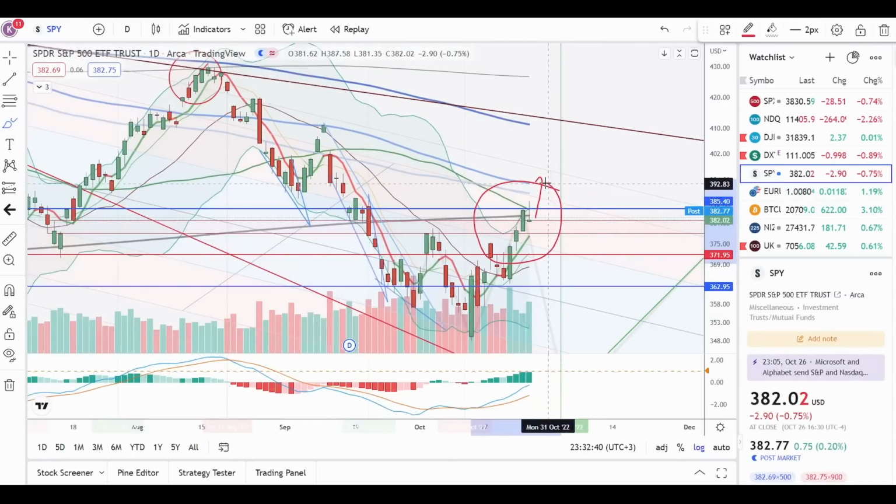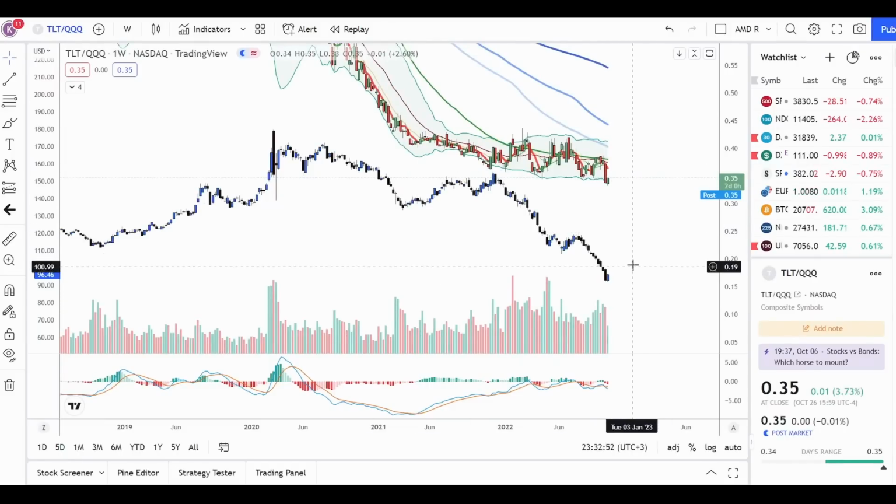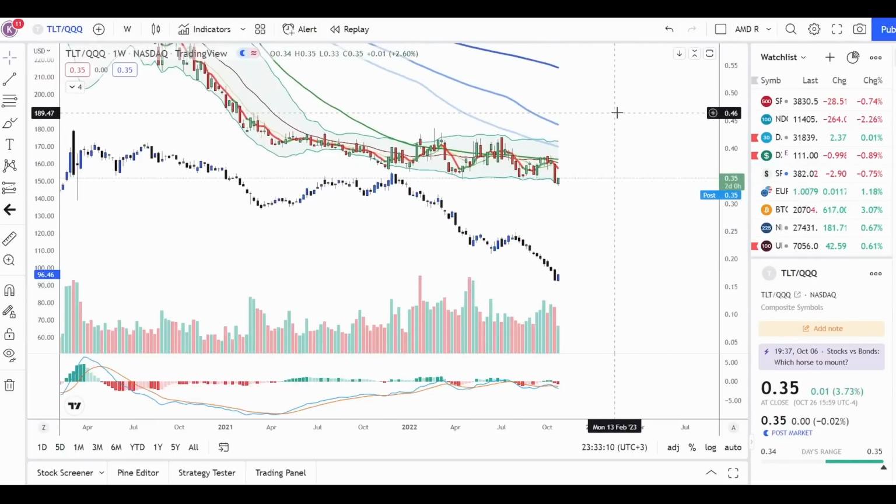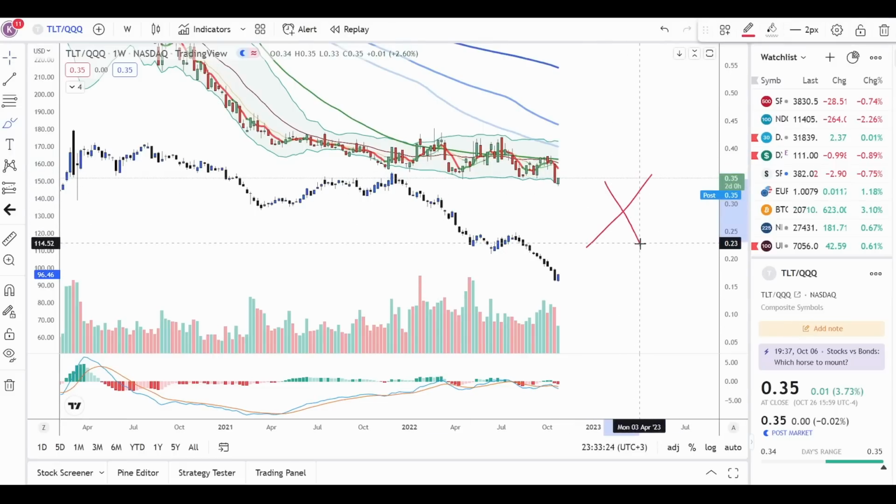It's not flowing back into the S&P 500. It's flowing back into long-term treasuries, into the TLT. Now, this chart is not the TLT, it's the TLT divided by the triple Qs. It's a ratio chart, and it's what I like to call the imminent doom indicator. Now, the imminent doom indicator hasn't flashed a signal just yet, but let me show you what I'm talking about.